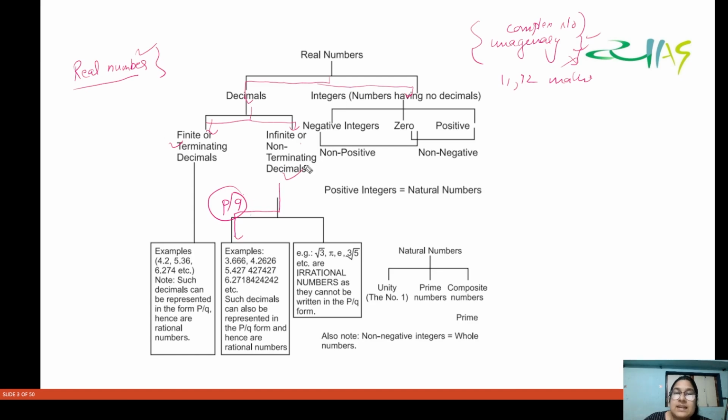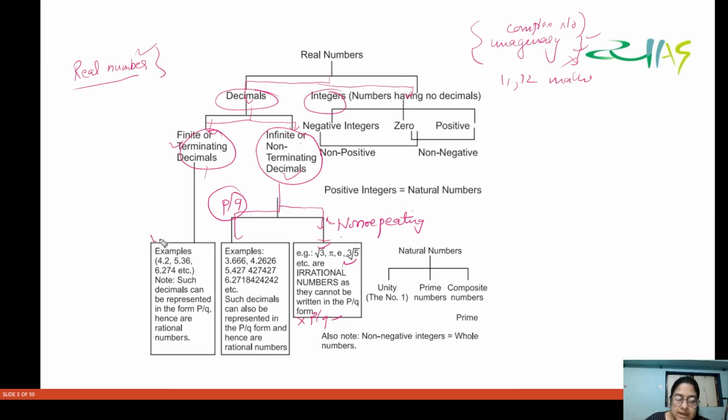Okay, but there are some numbers which are infinite and non-terminating and non-repeating as well, and they cannot be written in the form of P by Q, so these are known as irrational numbers. All right, so for real numbers, first we are giving two divisions, that is decimal and integer. In decimal, you will have finite or terminating decimal, and infinite or non-terminating decimal.